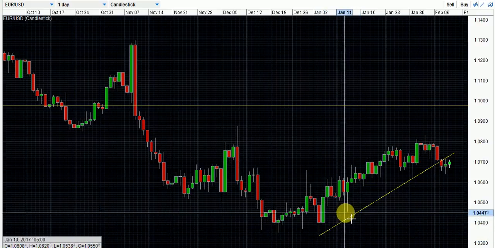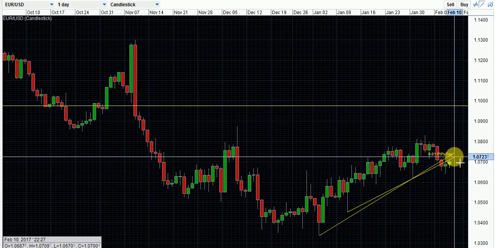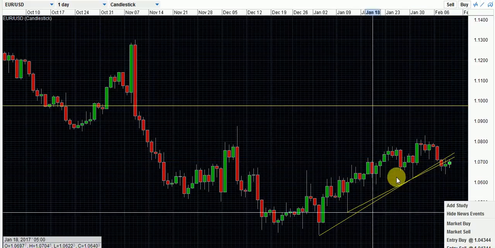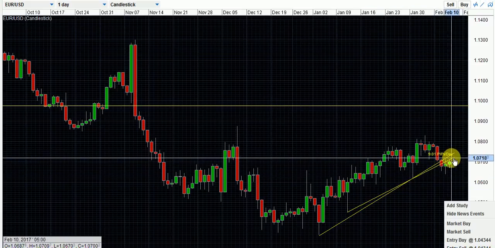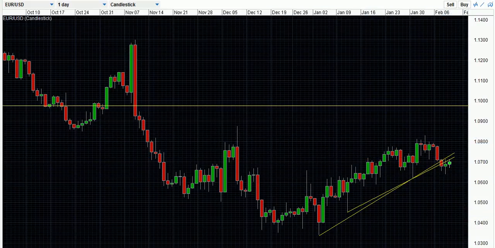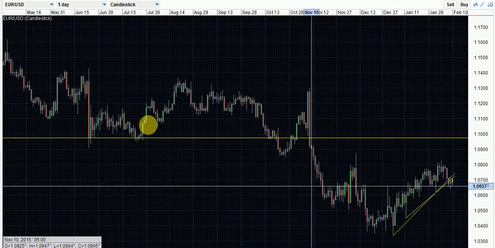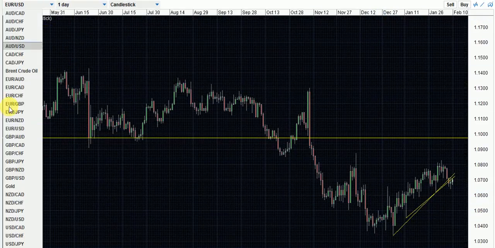And I'll also draw a trend line from this one to this one. And yeah, so we're bouncing around on these two trend lines. And we may see a sustained move down, highly likely, but I can't see any decent trades on that pair at this moment in time. We'll have a look at a couple more.